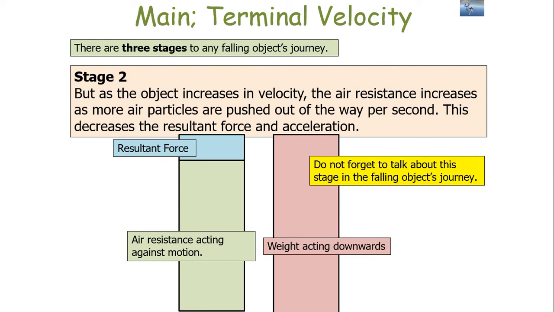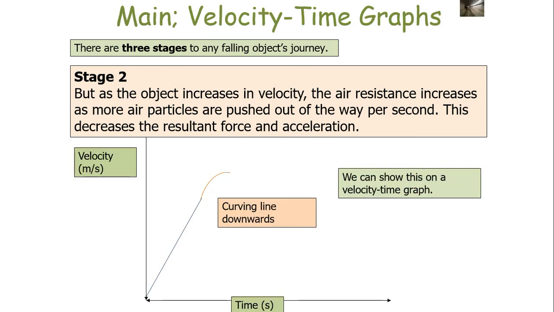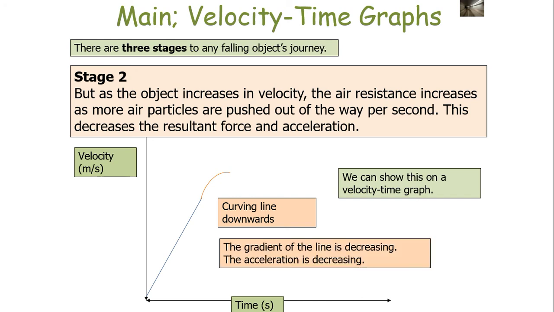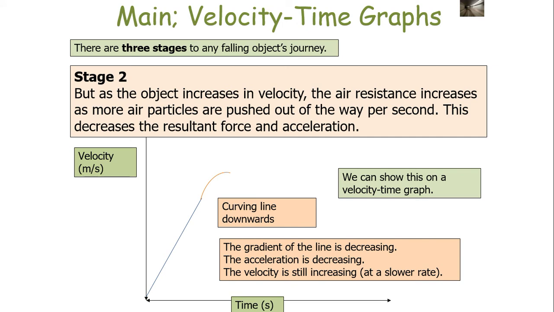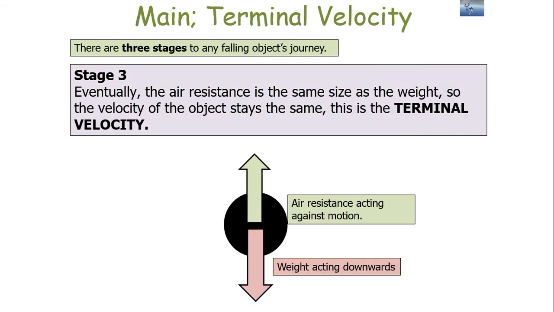Now, always remember to talk about this stage of a falling object's journey. So as the acceleration is slowing, the object starts to curve on its velocity time graph. The gradient of the line is decreasing, so the acceleration is decreasing, but the velocity is still going up at a slower rate. Eventually, the air resistance is the same size as the weight, so the velocity of the object stays the same. We've got terminal velocity.